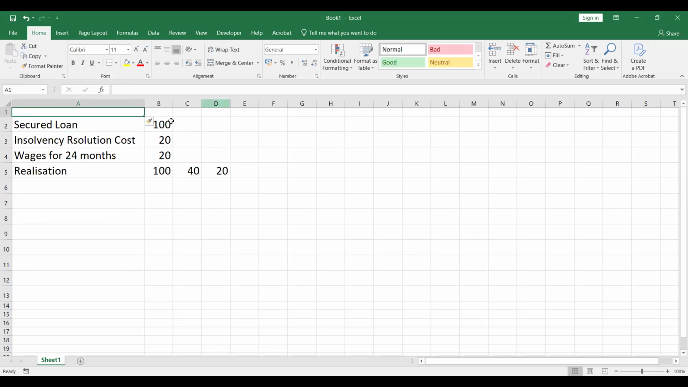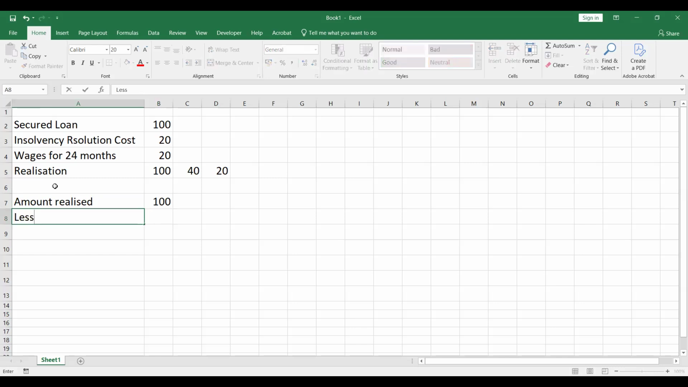MVS Kumar ji, any idea how it will be done? 100 minus 20, or whatever realization minus. Very good. So we will say amount realized is 100. First of all, insolvency resolution process cost is to be paid. Suppose this is the only asset, so then the entire 20 has to be paid. So now the amount available is 80.